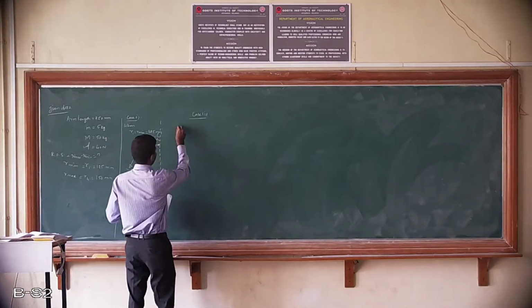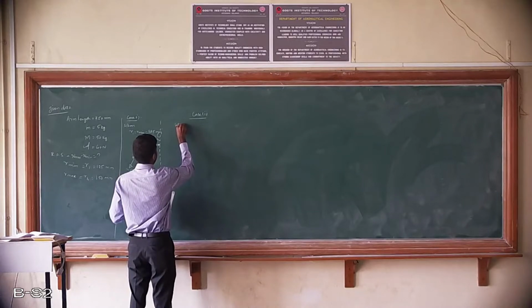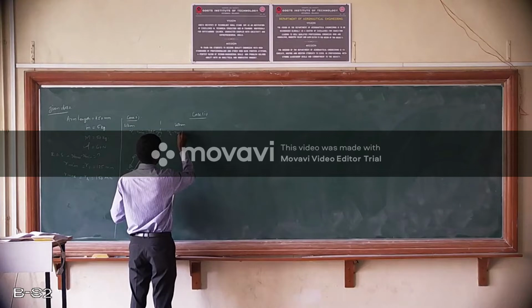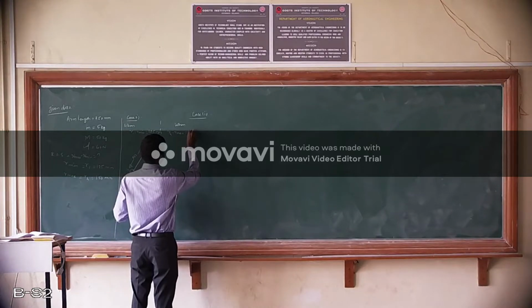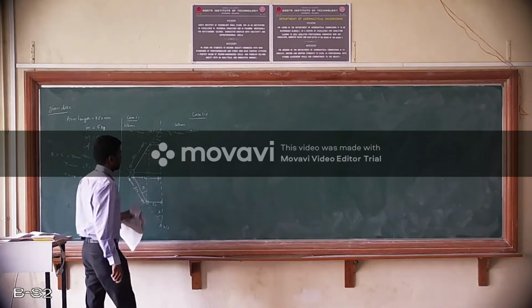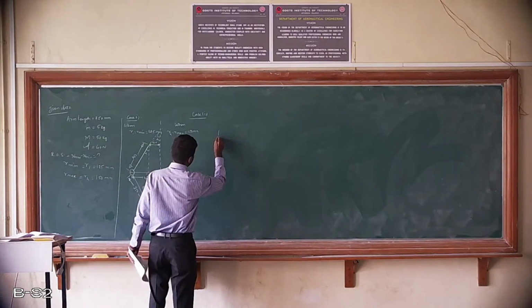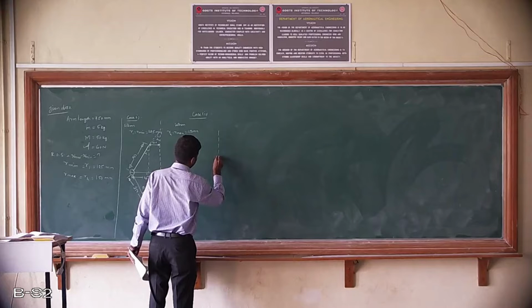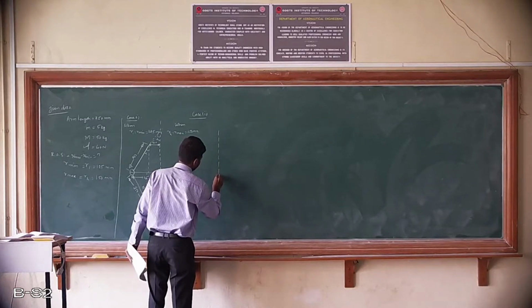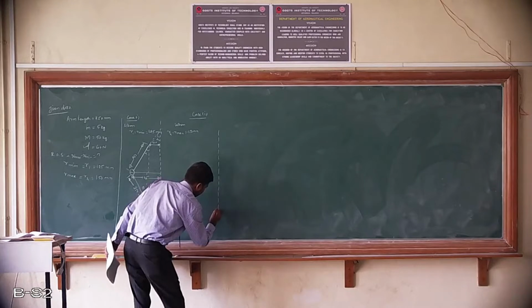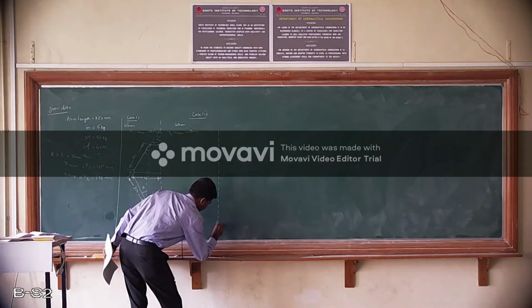So this is case 2, when R max or R2 is equal to R max is equal to 150 mm. For this case, I will draw once again the configuration, or I will construct the governor. This is the axis of the governor.